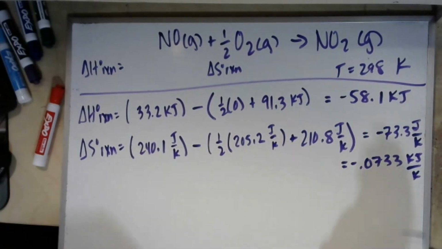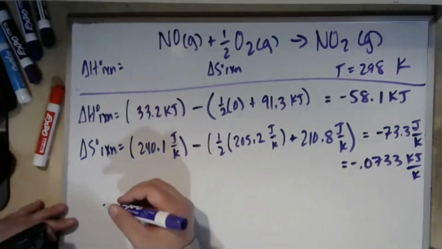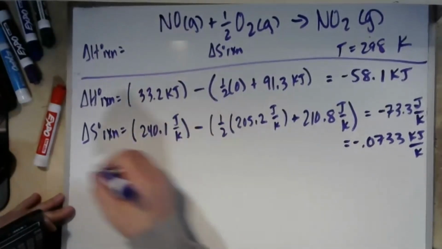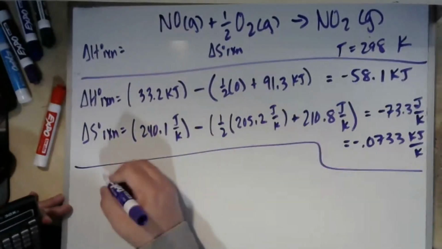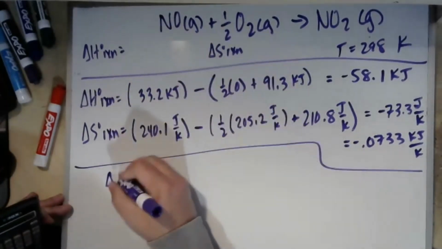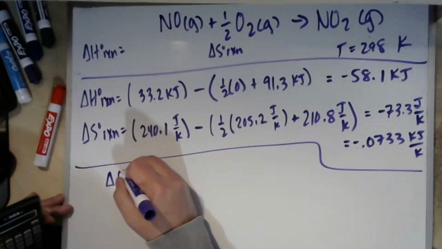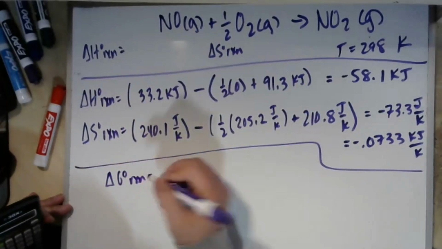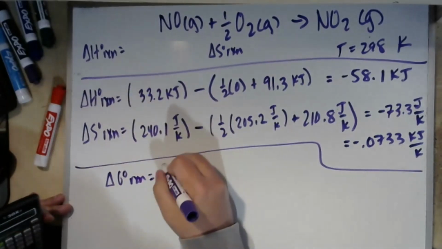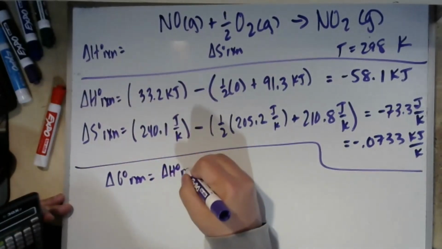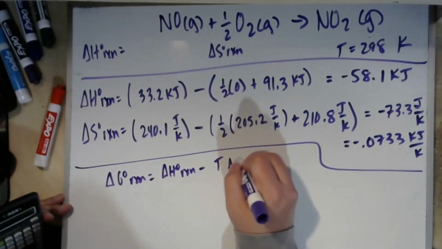All right, we have our values. Was able to save some space here, so that's cool. Didn't have to write out all the formulas as much as the last one. So now we have our delta G equals delta H minus T delta S.